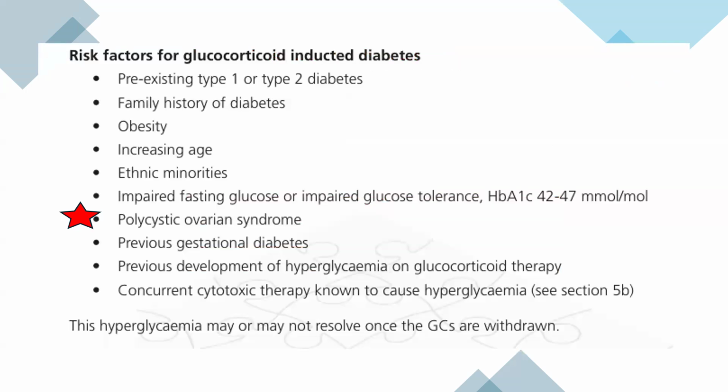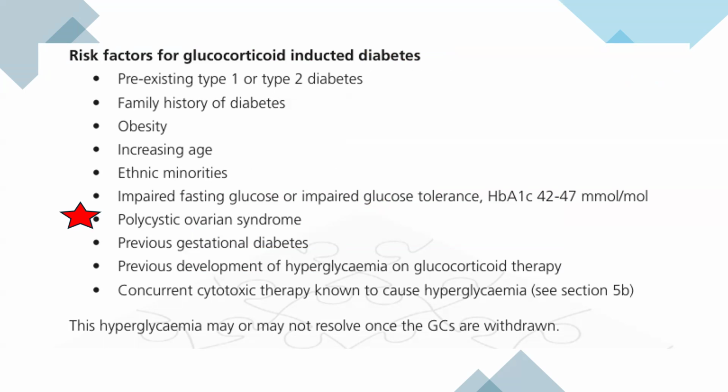There are certain risk factors as well which can cause glucocorticoid induced diabetes. These are obviously patients who may already have pre-existing type 1 and type 2 diabetes, so it may cause further worsening of their hyperglycemia. If a patient just has a family history of diabetes, that is also a risk factor.